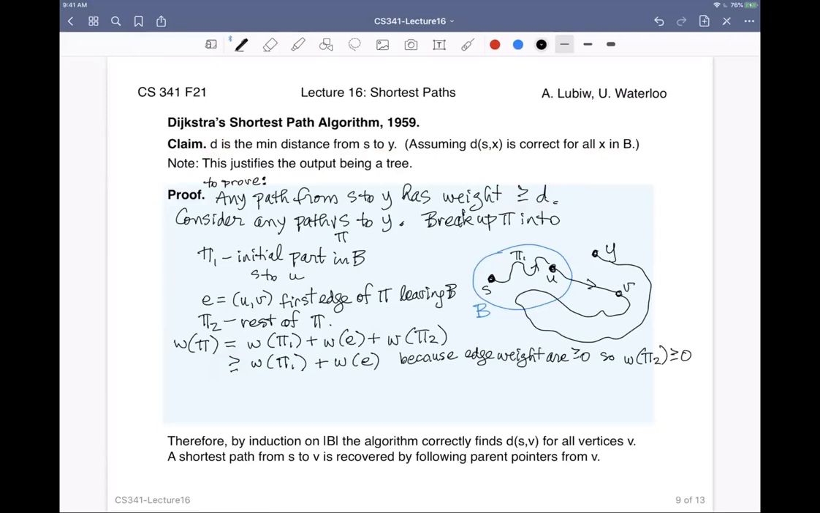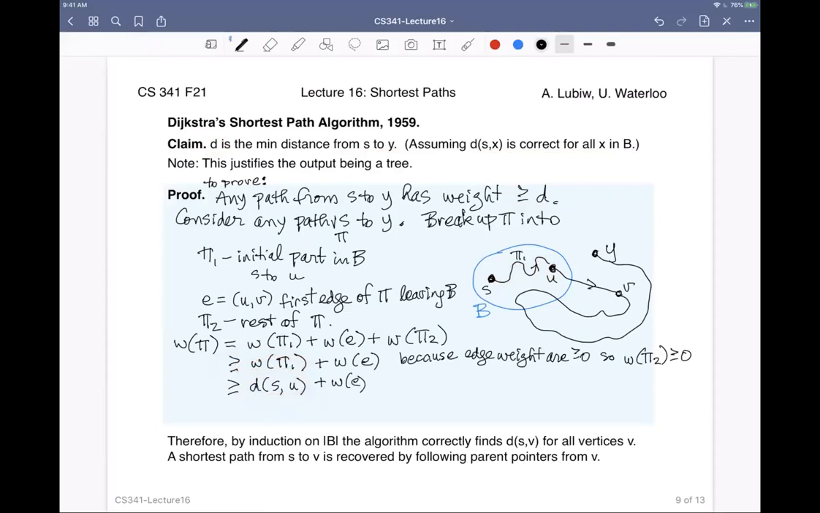All right, and then the next thing I want to claim is that this is at least the distance from S to U. Why is that? So this part I'm claiming is greater than or equal to this part. I have some path from S to the vertex U, and I knew that I have the correct shortest paths already stored in my D values. So the weight of this path is at least the minimum weight path, which is the distance from S to U. And I'm leaving the other part alone, the weight of E.